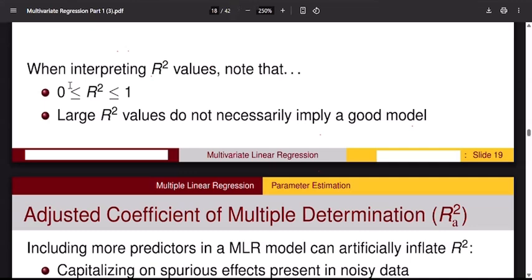Now, let me say this. A larger R squared value does not necessarily imply a good model. We're still going to talk about that in situations where we have so many predictors. If you are adding predictors, even if the predictor doesn't contribute or is a nuisance, the R squared is going to go up. But we use R squared at least with simple linear regression, or when you have two predictors.